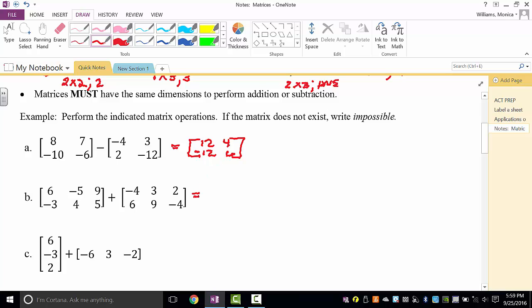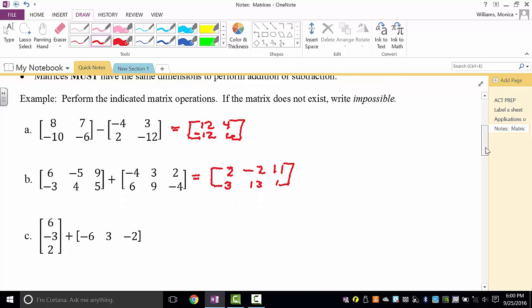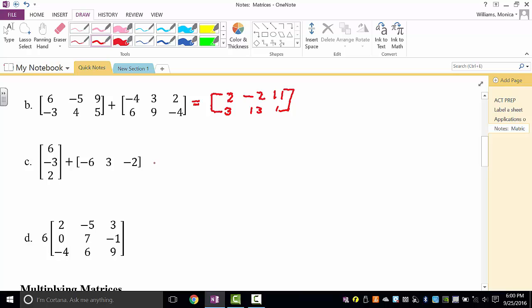Adding and subtracting is very easy. Remember, the matrices must be the same dimensions. Number 2, they are the same dimensions, so you can add 6 plus negative 4, negative 5 plus 3, 9 plus 2, negative 3 plus 6, and so forth. See, the matrices are not the same dimensions, so the direction says to write impossible.